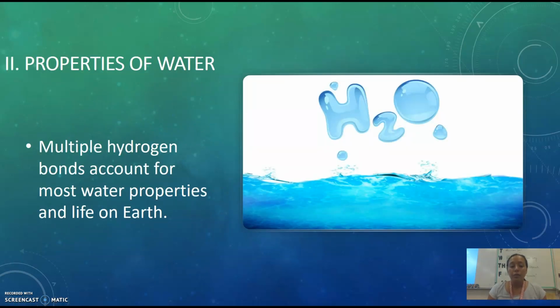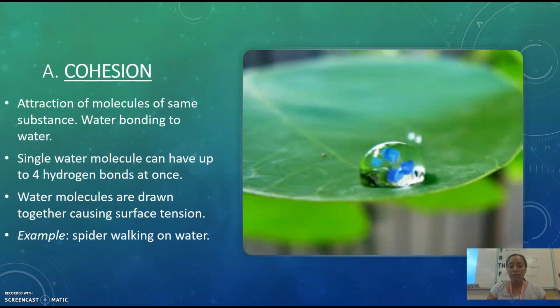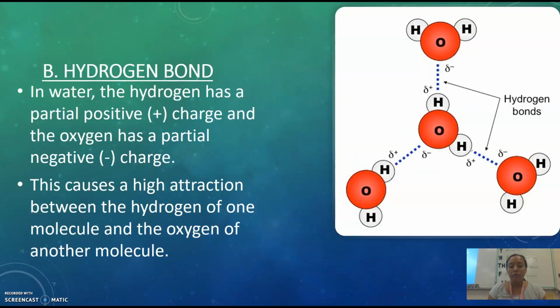Okay, so now we're going to learn about the properties of water. Because of all those hydrogen bonds, it gives it all these really cool properties that are the center of life. The first one is called cohesion. Co means together. It's the attraction of molecules of the same substance. So we're talking about how water bonds to water, and I just showed you kind of what that looked like, just like this, right? So how water is bonding to other water.